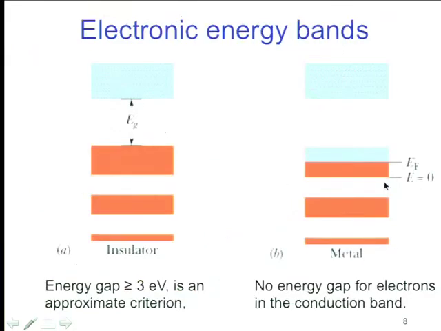The simpler cases are these, namely where you have an insulator, with a filled band and a big gap, or a conductor, where you have a band which does not have enough electrons to fill it, and so the electrons can run up into these states here very freely, and you have a good conductor. So there's no energy gap for electrons in the conduction band.